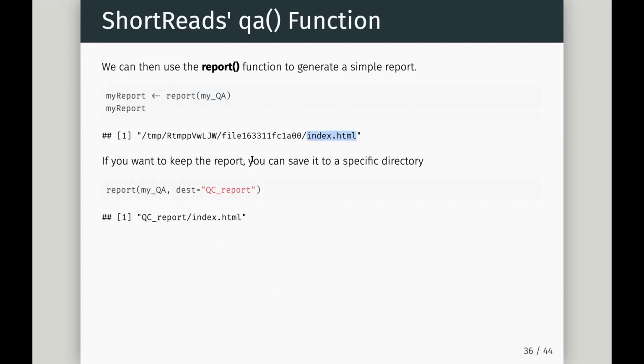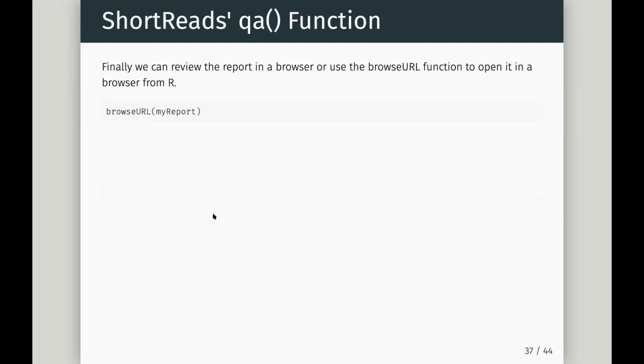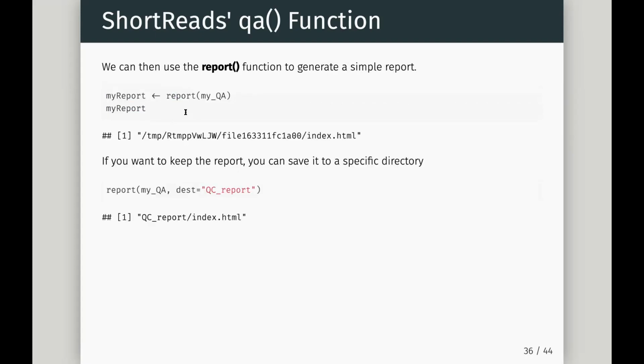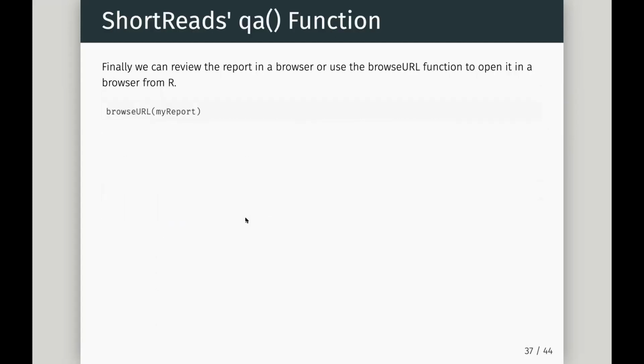If you want to actually save that report, it's going to do it to a temporary directory here. You just need to provide an additional parameter, dest for destination, and tell it I want it to write to this directory, and it's going to create a directory with index.html. Once you've got that, you can just do browseURL. If you ever want to open up any URL from inside R, just do browseURL, give it the report you want to open, so in this case, this. And it will go and open that file for you.